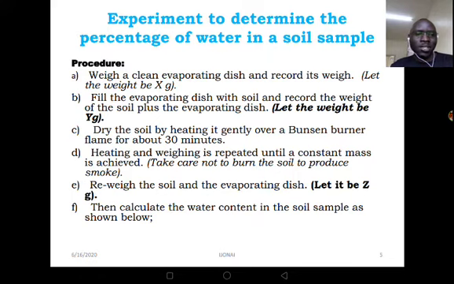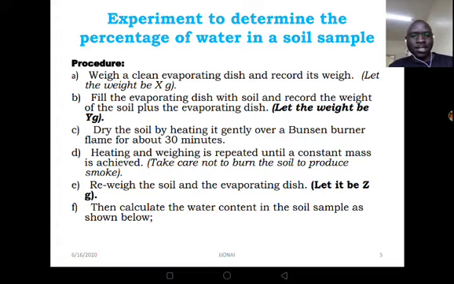How do you confirm that it has lost the water? You keep on heating and weighing. After some time, you heat again and weigh until the weight is constant, meaning all the water has been lost or has been evaporated. And then you weigh the final weight now. You weigh and record the soil together with the evaporating dish. The dry soil now together with the evaporating what? Dish. And you can call that weight Z.